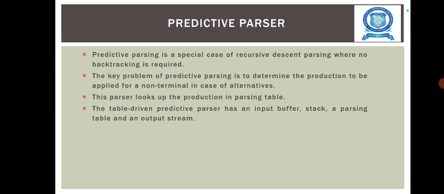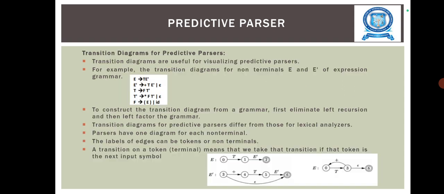Predictive parser. Predictive parsing is a special case of recursive descent parsing where no backtracking is required. The key problem of predictive parsing is to determine the production to be applied for a non-terminal in case of alternatives. This parser looks up the production in the parsing table. The table-driven predictive parser has an input buffer, a stack, a parsing table, and an output stream.